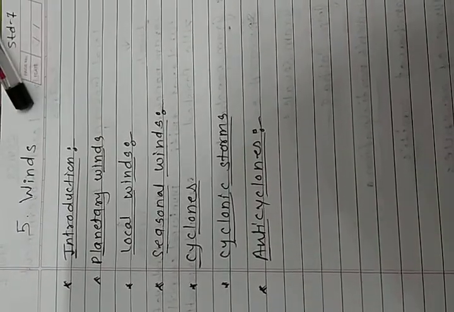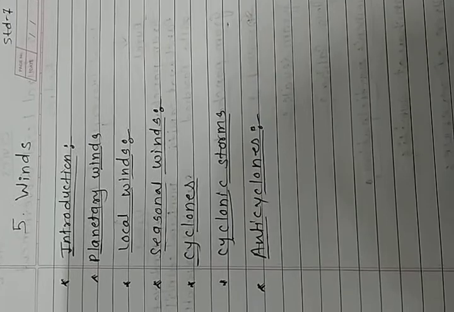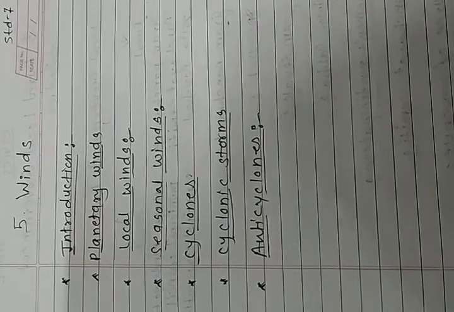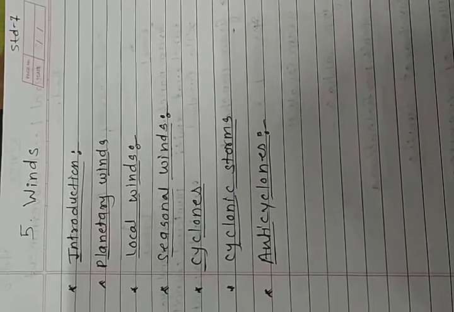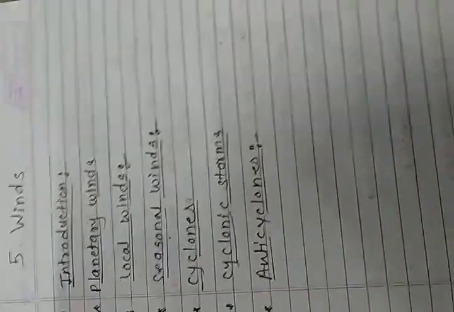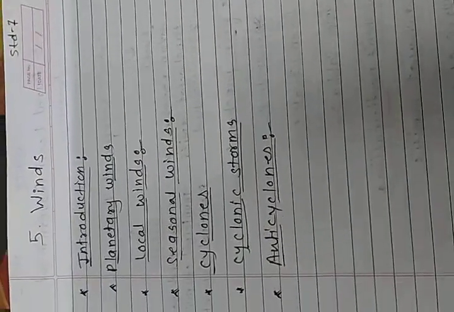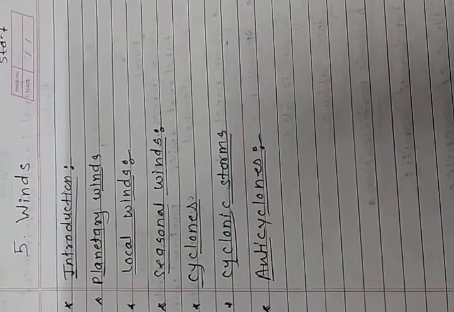Standard 7 students, today we'll start your fifth chapter of geography, that is winds. See, students, we have learned that the air pressure is not uniform across the Earth's surface. It can vary, it can be different region by region. Air moves from high pressure areas toward the low pressure areas.